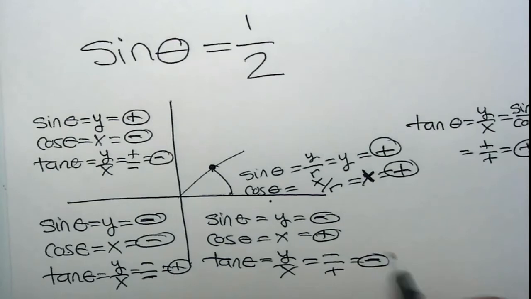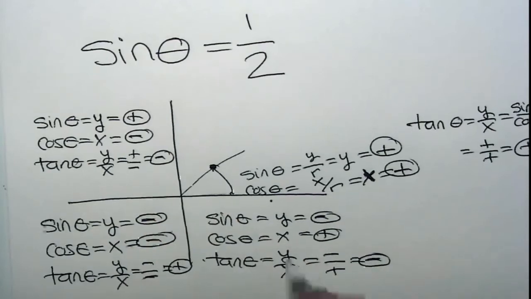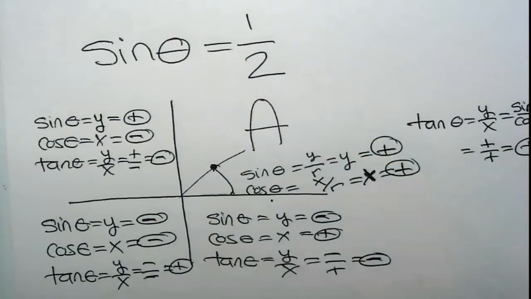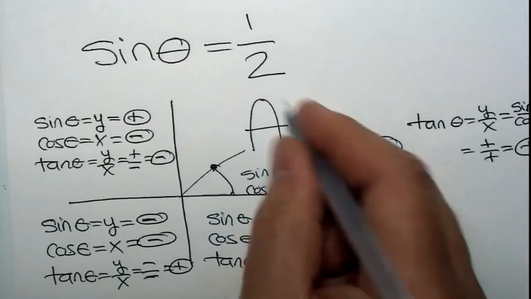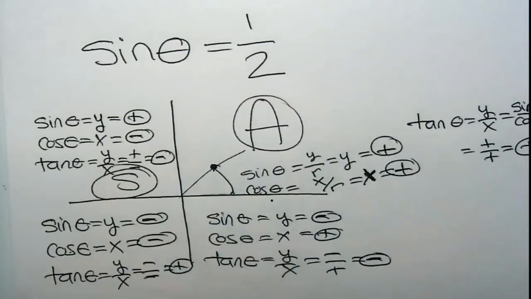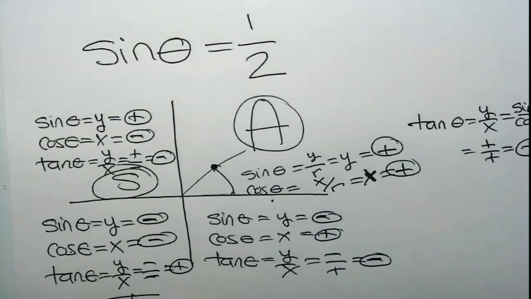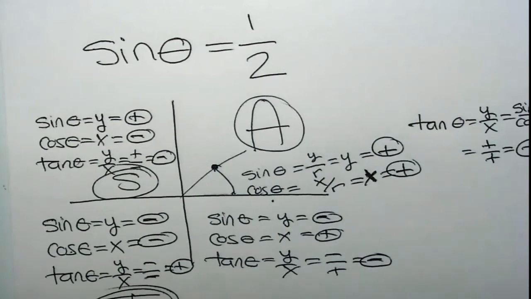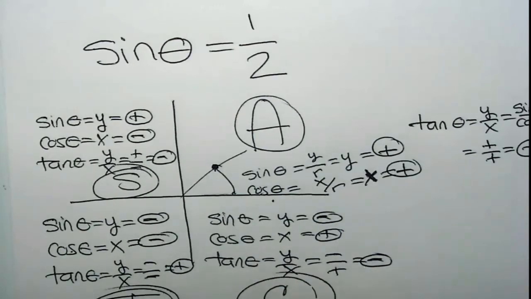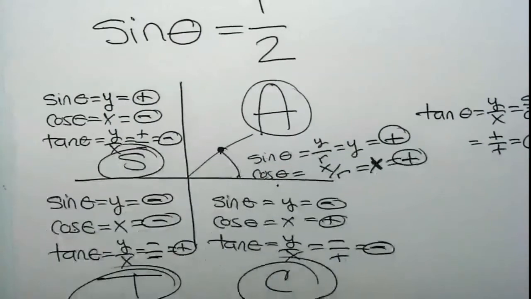How do we remember this without having to do this every time? All trig functions are positive. Only the sine is positive. Only the tangent is positive. Only the cosine is positive. How do we remember this?